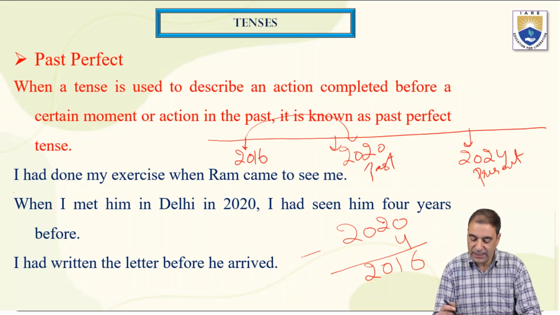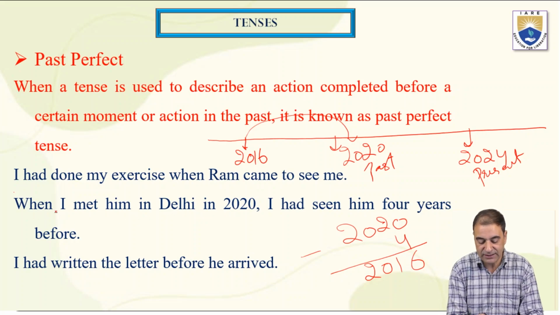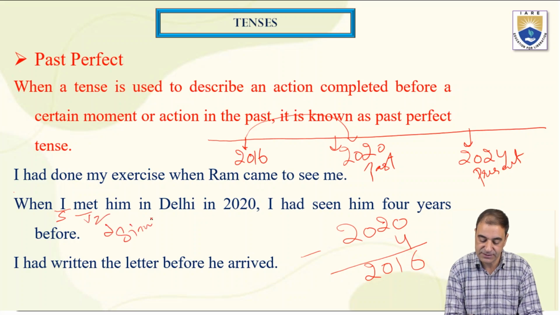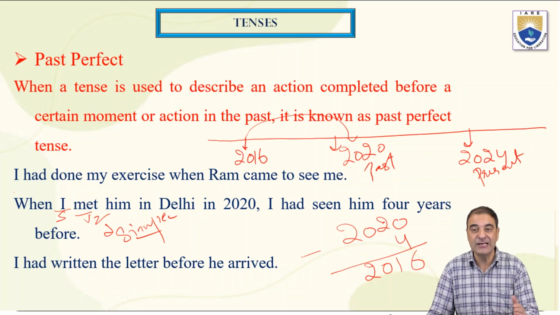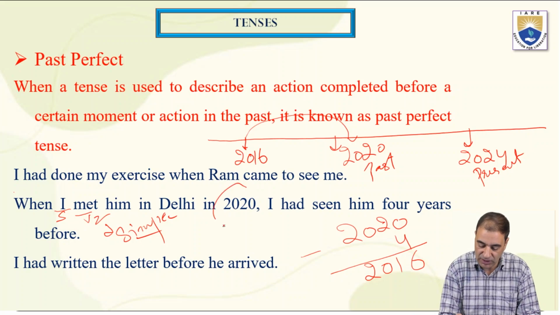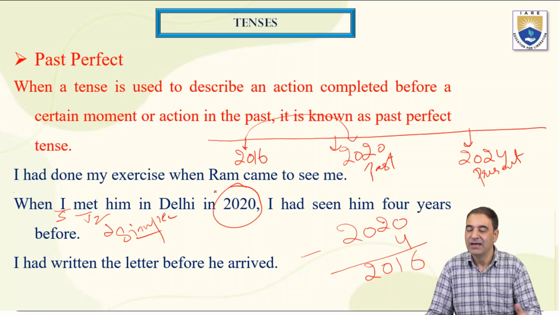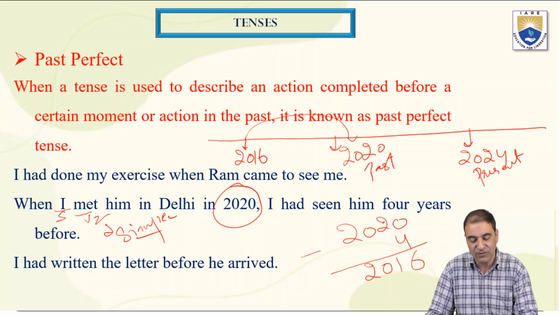Now here, look at the picture. When I met him in Delhi. If you look at the sentence, this is subject plus verb in second form. This is simple past tense. As I told you, whenever a sentence ends with an adverb of past time, and that adverb of past time is not preceded by since and for, like here 2020, I have to use simple past tense. That's why met is verb in second form.